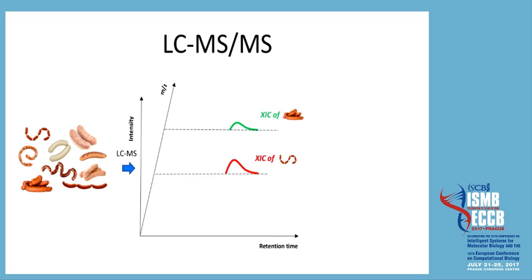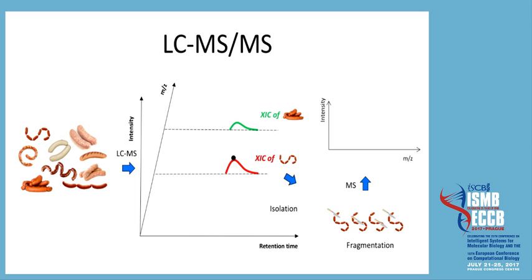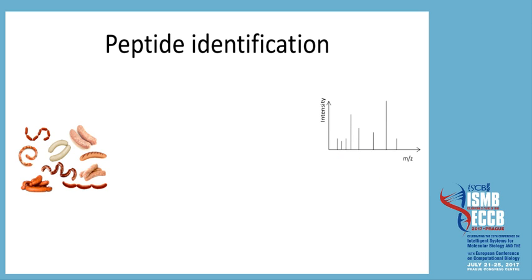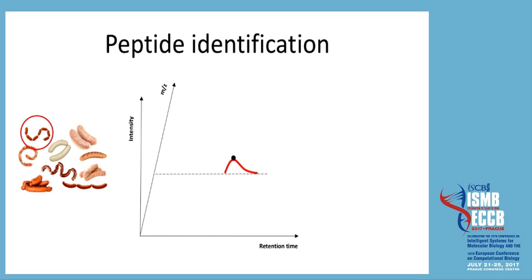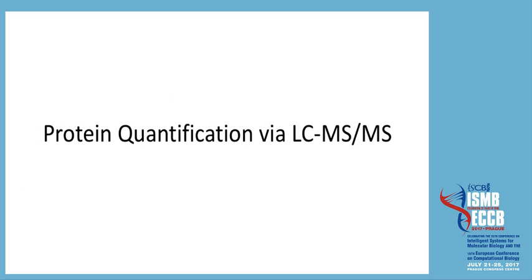Then the ions within a small point in this XIC are isolated and fragmented. And in the following second MS step, their fragment masses are measured, which is used to identify the peptide by using existing great algorithms. So the ID is therefore assigned to the point on this XIC. So, back to the quantification.